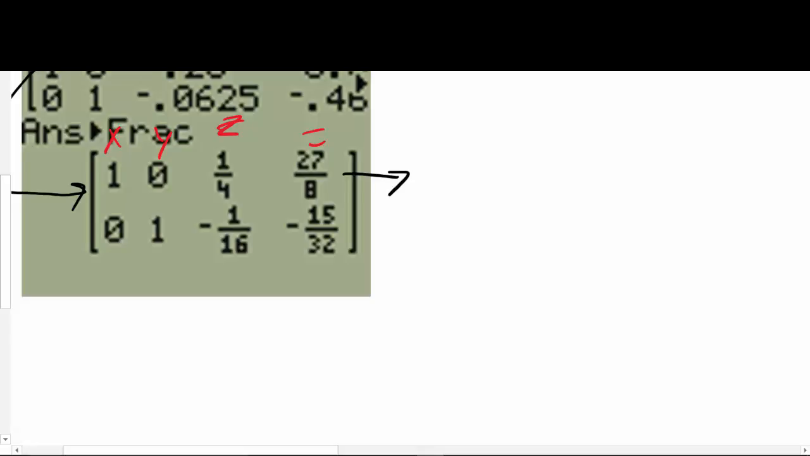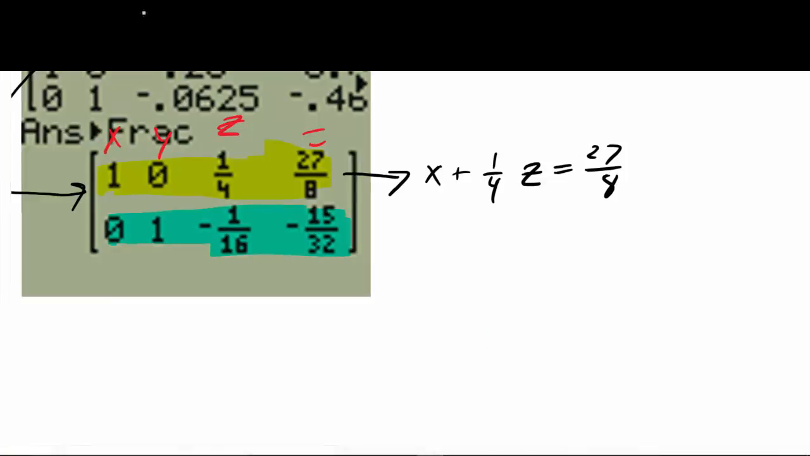So this first row here, we're going to interpret these numbers. It means we have 1x plus 0 y's. Well, since we have 0 y's, I'm not going to write it. We don't need them. Plus 1/4 z equals 27/8. The next row, once again, has 0 x's. I'm not going to write it, okay? But it does have 1 y, negative 1/16 z, equals negative 15/32.